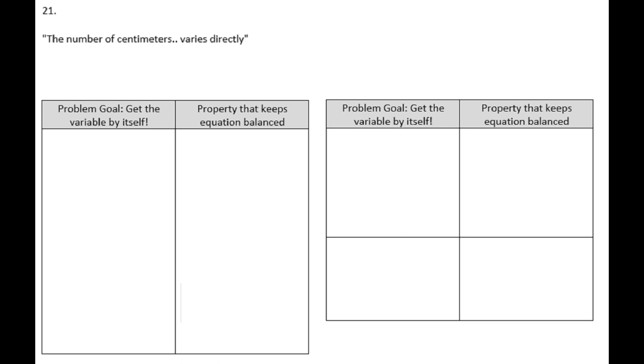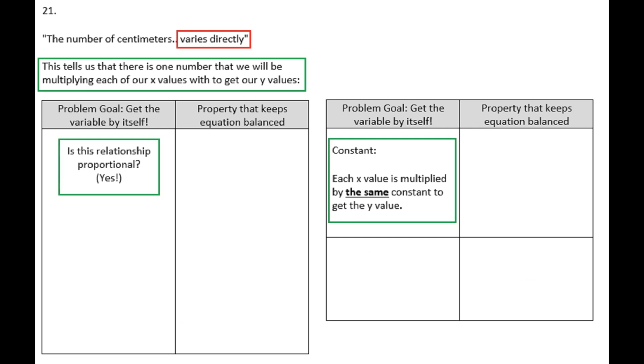Let's see. This is number 21, and it says the number of centimeters varies directly. That tells us a couple of things here. Number one, there's one number that we'll be multiplying each of our x values by to get our y values. The second thing it tells us is that the relationship is definitely proportional. The third thing we know when we see varies directly is that each x value is multiplied by the same constant to get the y value.